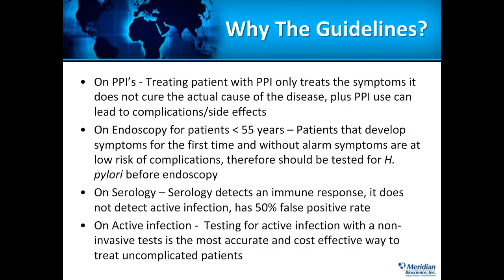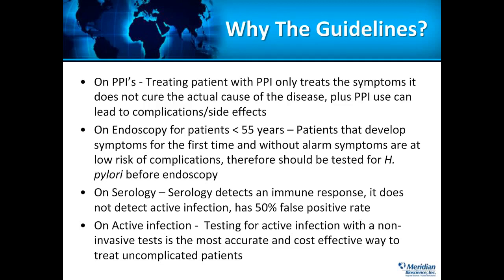Now, serology is an easy test to do. It's a blood test, but it is beset with several limitations. The main limitation of serology is that it's not a test of active infection. Serology merely tells us that the patient having the test was exposed to H. pylori at some point in the past. It does not tell us whether that infection is still present.